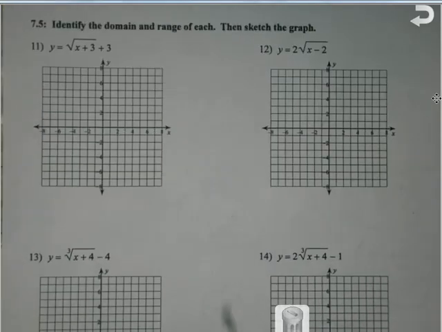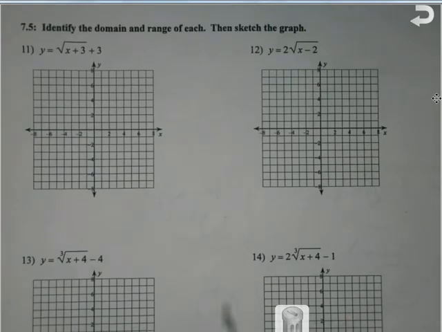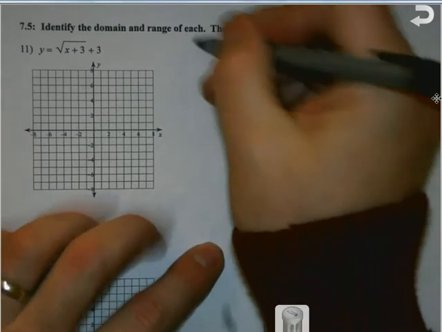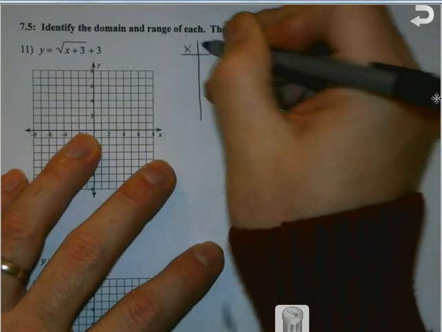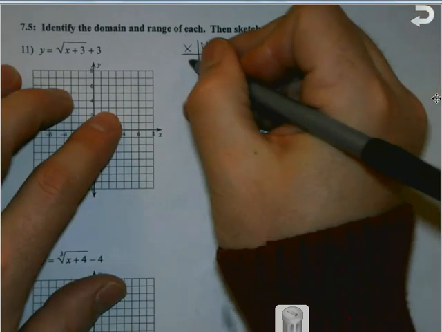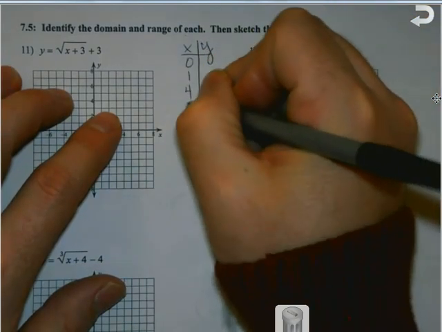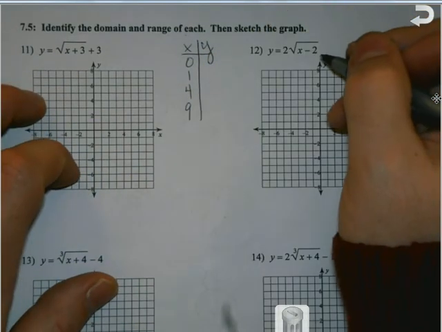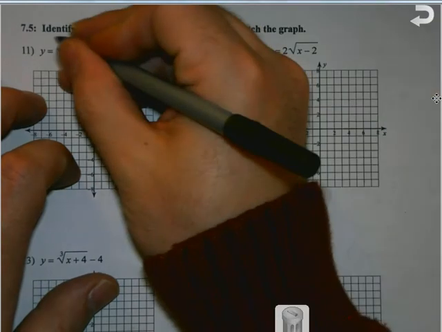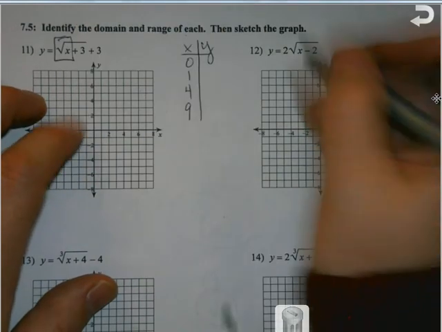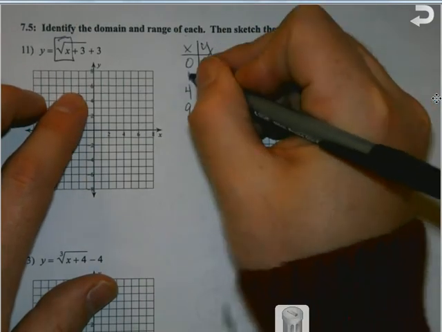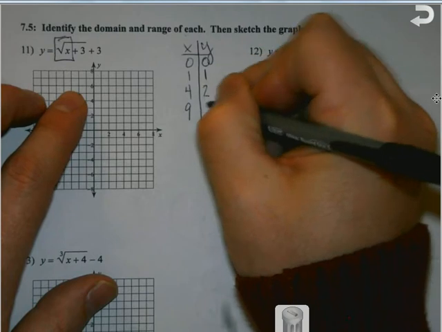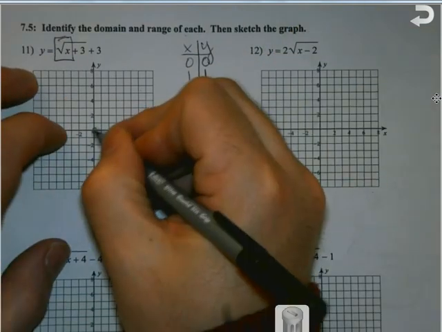To the back, look at our roots here. Identify the domain and range and sketch the graph. Now remember, we talked about our parent graph. When it's a square root, it's the perfect squares less than 10. I look at my base graph. I go, oh, square root of 1 is 1, 2, 3. And remember, we plot those points.